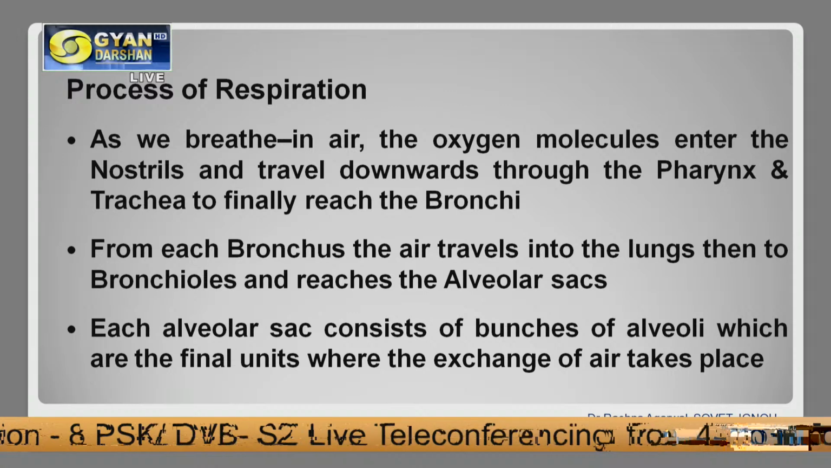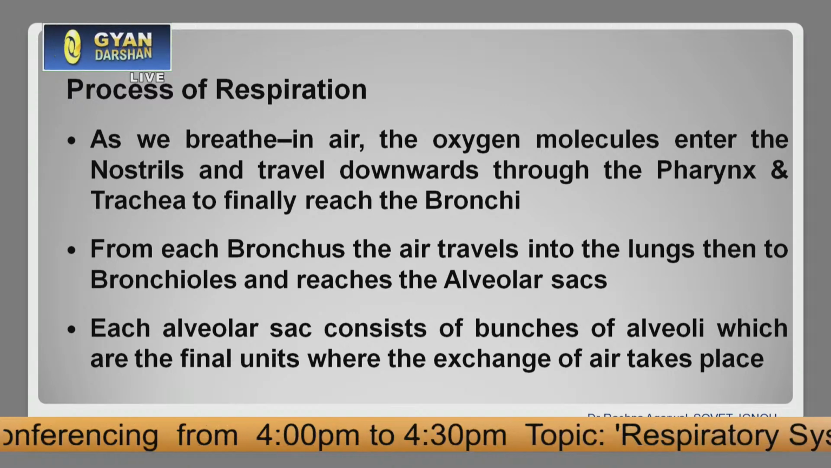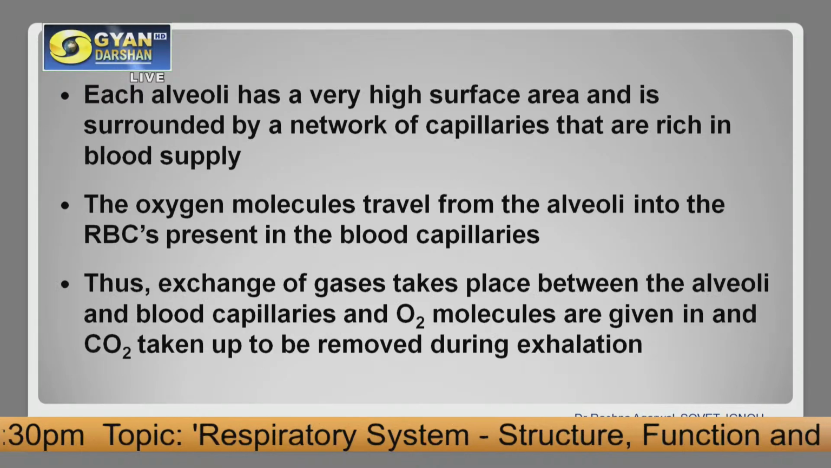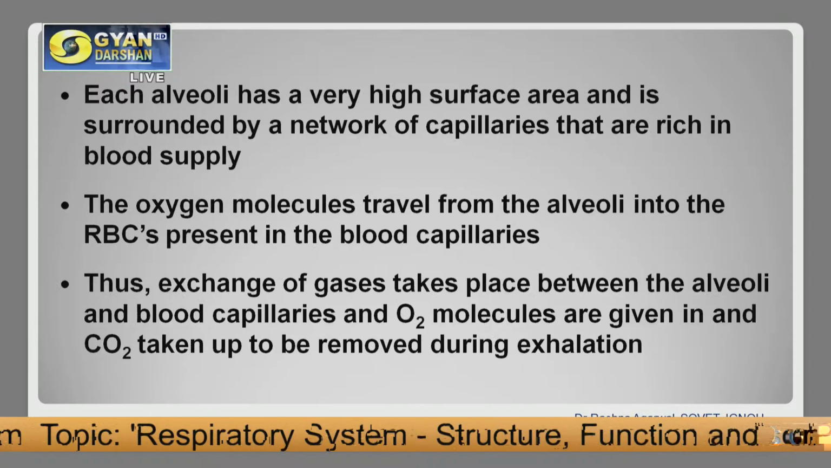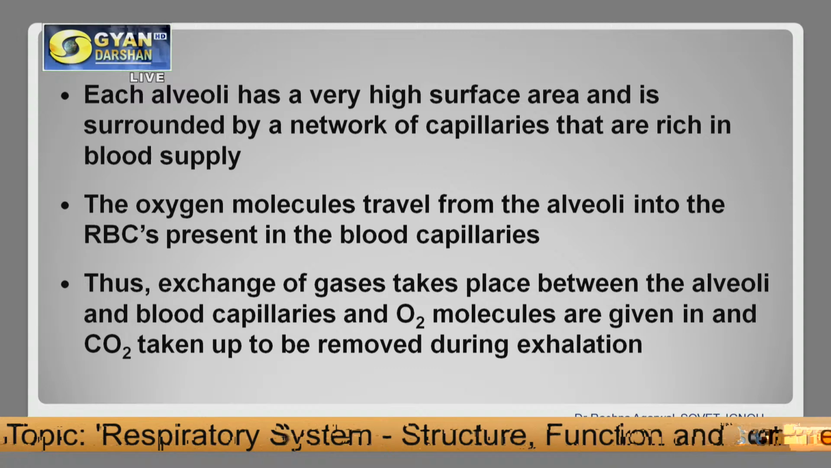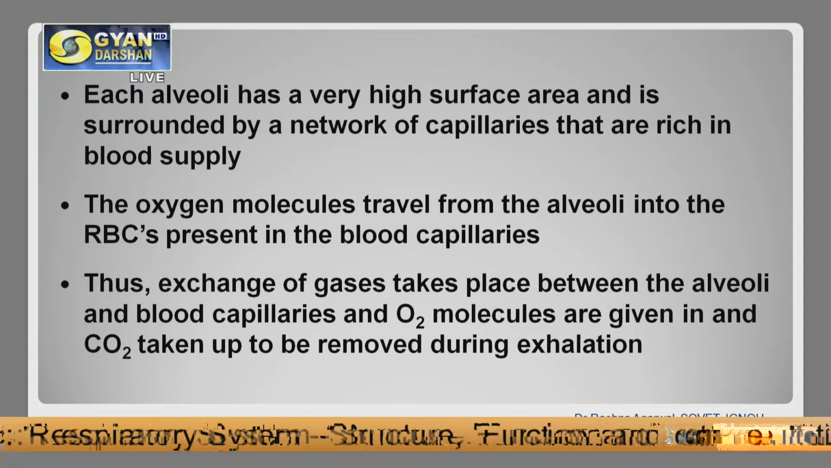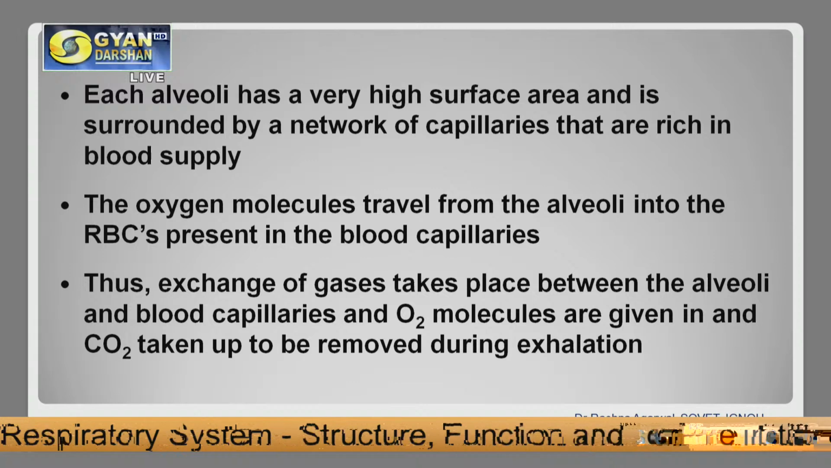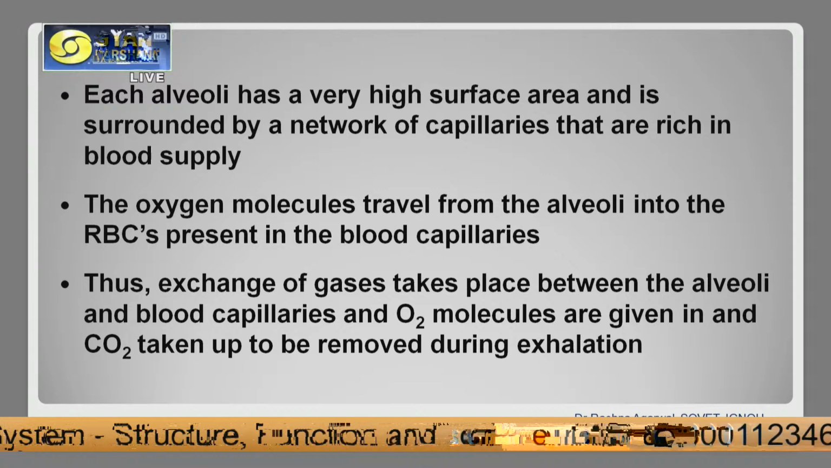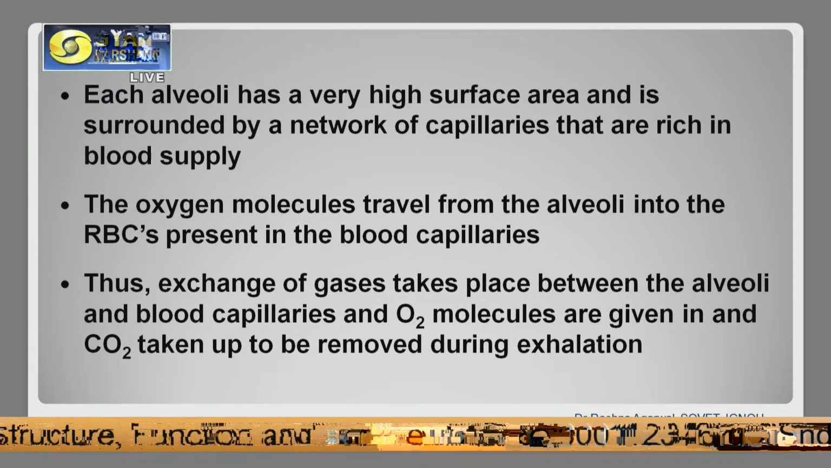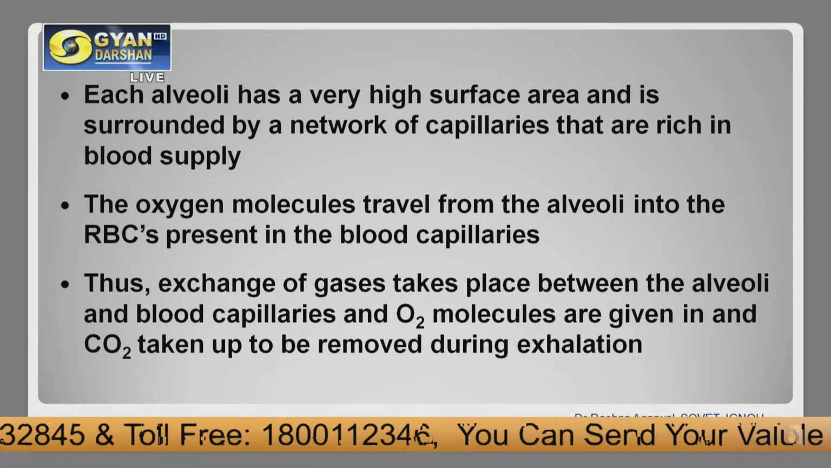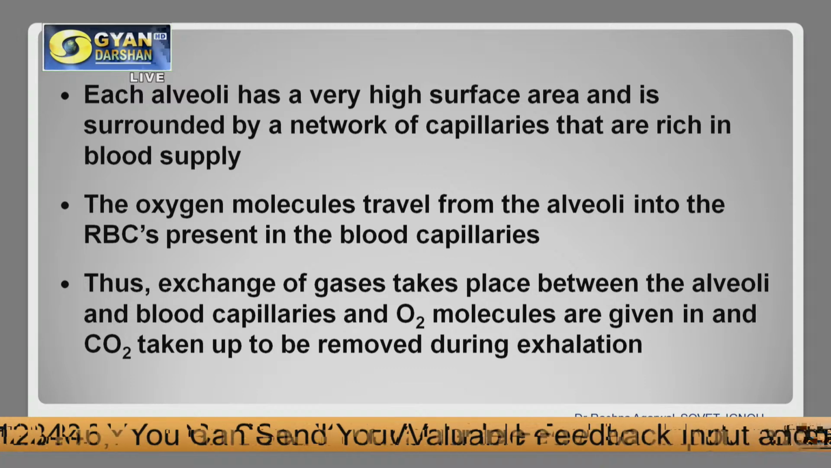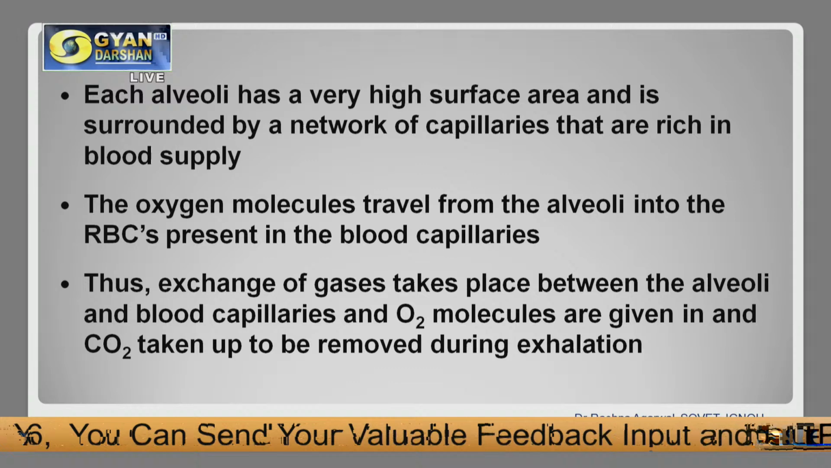And the alveolar sac consists of bunches of alveoli, as I have explained, which are the final units where the exchange of air takes place. Each alveolus has a very high surface area. You see, each alveolus is surrounded by a network of capillaries, that is the finer capillaries. Now, why I'm using the word capillaries here is because they are carrying blood. Okay, so when we talk of the tubes or the tubules, we use the words bronchioles and terminal bronchioles, and these are the finest tubes which are in the lungs.